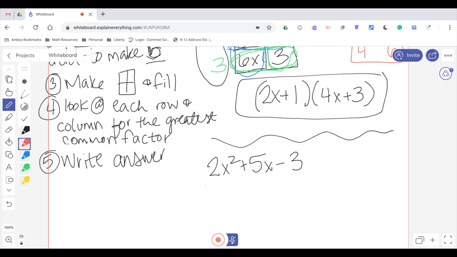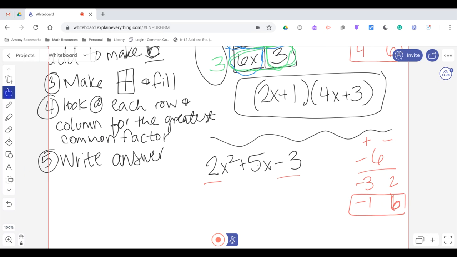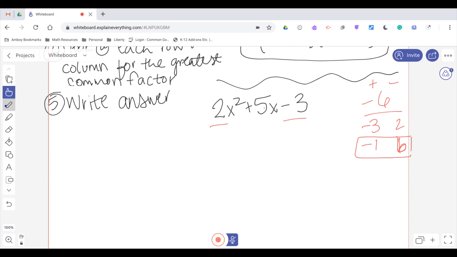All right. First step is to take 2 times negative 3, which makes negative 6. So because this number is negative, I need a positive and a negative. So I have 3 and 2, and then I have 1 and 6. If one of them is negative, then I am able to get a 5 by using negative 1 and 6. Okay. I'm going to go ahead and make my box.